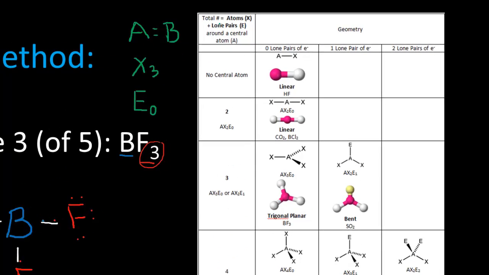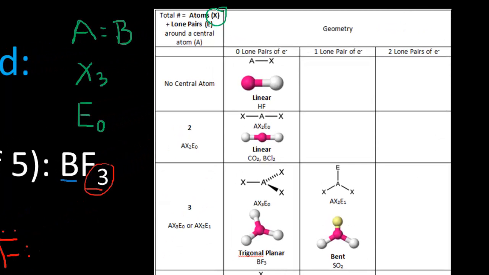So our next step is we need to add up our X's and our E's. So 3 plus 0 is 3. So we're going to be looking in this row. Okay? Now how to do this. Trigonal planar, by the way, this yellow right here means it's a lone pair, and boron has no lone pairs here, so it has to be trigonal planar. It is AX3E0. If it were AX2E1, it would be this one, bent. That stands for a lone pair. But ours, the boron trifluoride, is trigonal planar.